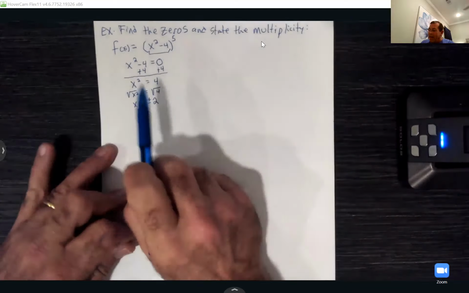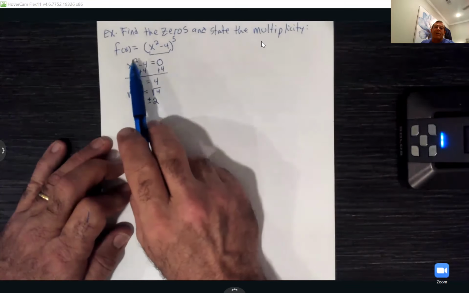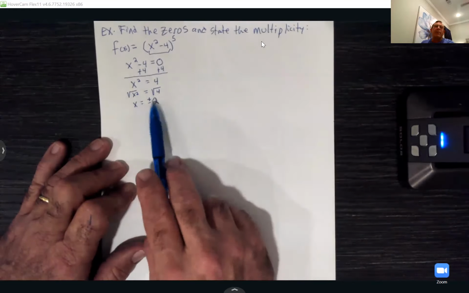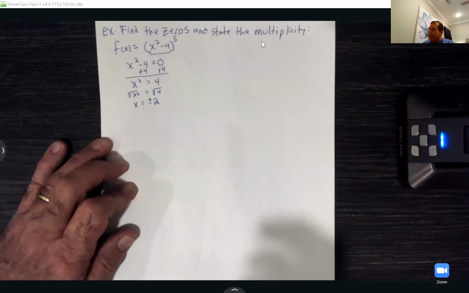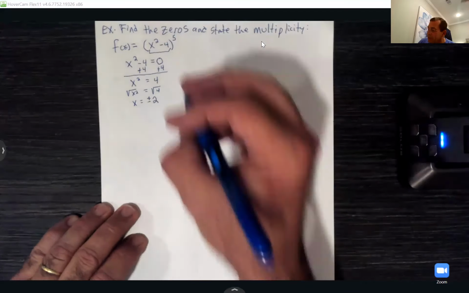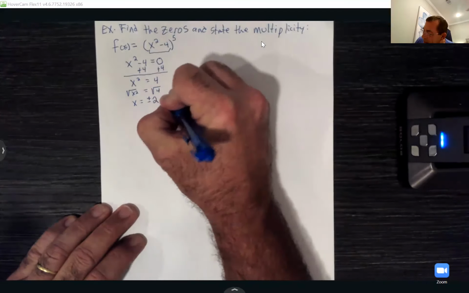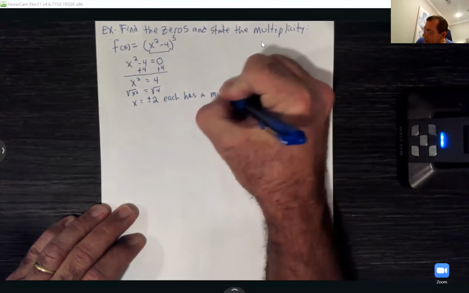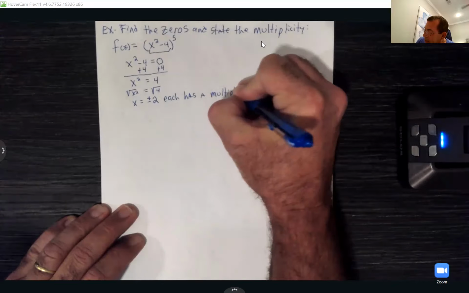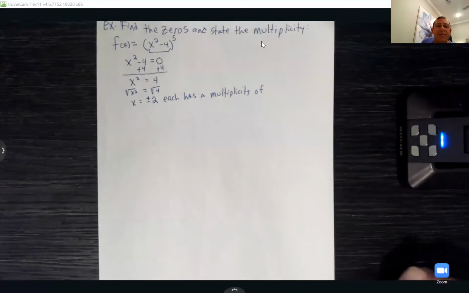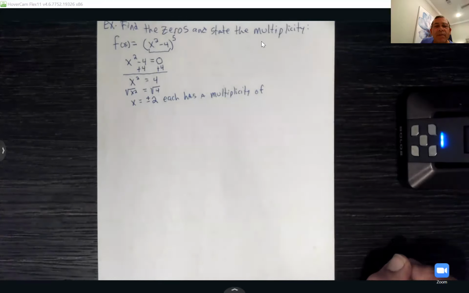So remember, now that we're looking at x squareds, we got to get 2 answers because that's a 2 sitting up there. So we got to take into account our plus and negative 2's. All righty. So those are your zeros. And each has a multiplicity of... well, how many times did them 2 zeros happen?